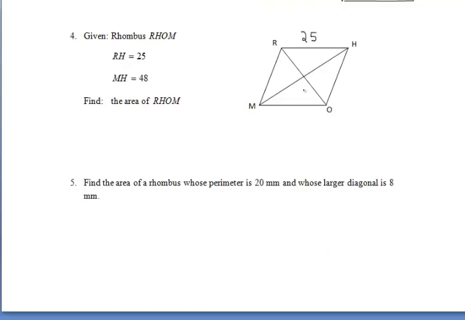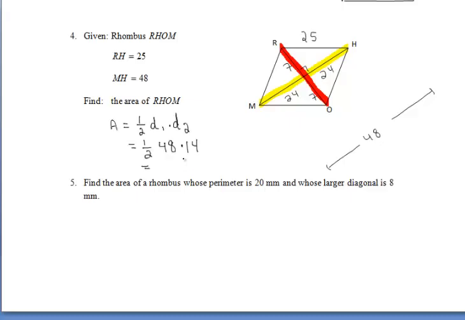For number 4, we're given a rhombus. We know that one side is a length of 25 and that one diagonal is a length of 48. Because the diagonals of a rhombus are perpendicular bisectors of each other, we know that it breaks it up into a 7, 24, 25 family for that one triangle. Therefore, we know that one diagonal is a length of 14, the other diagonal is a length of 48, and we could do half the products of the diagonals to find the area since a rhombus is a kite.